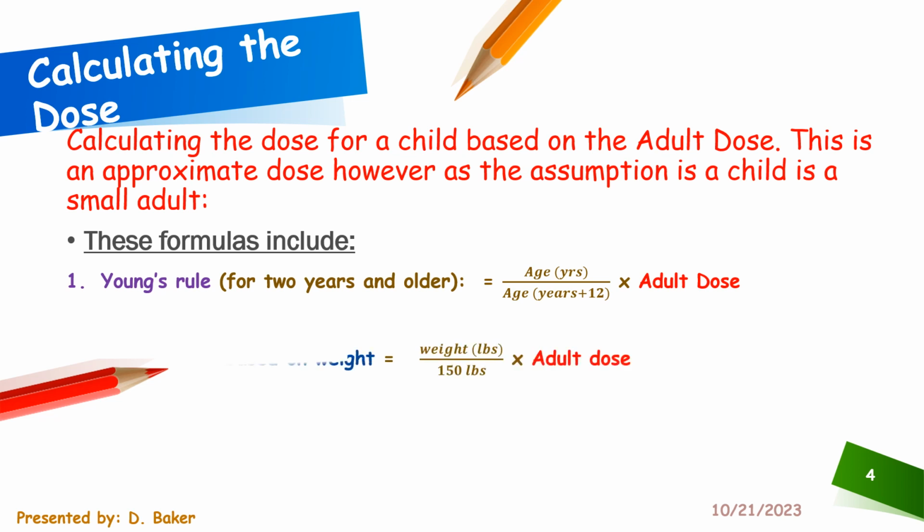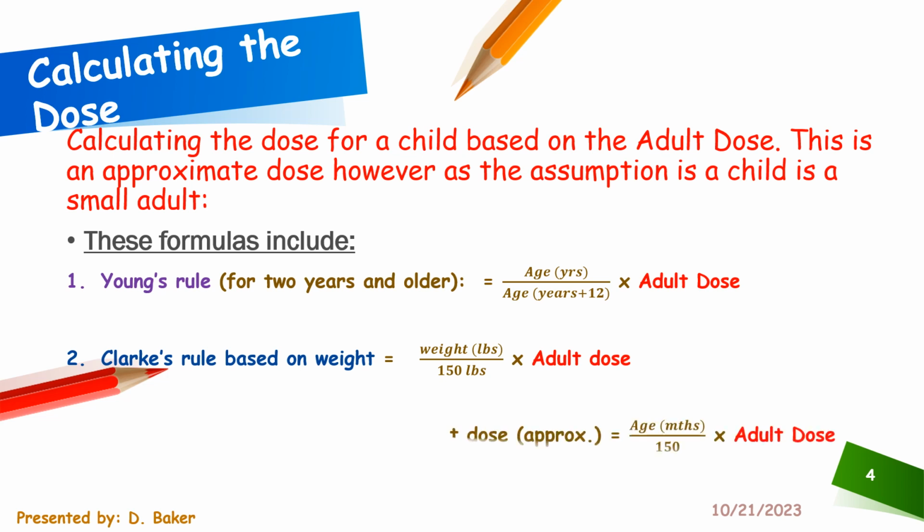Another that we will look at as well is Clark's rule, and this one is based on the weight of the child. In terms of the numerator, the weight is in pounds. The denominator has a constant of 150 pounds. And a key note here is that it is taken that the average weight of an adult would be 150 pounds. So that proportion, of course, is multiplied by the adult dose in this case.